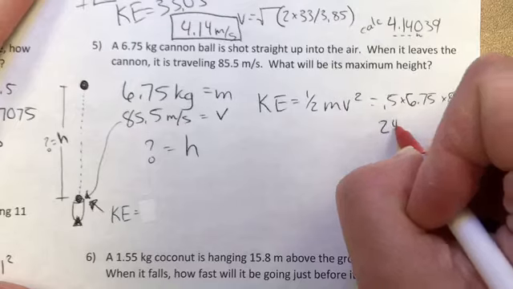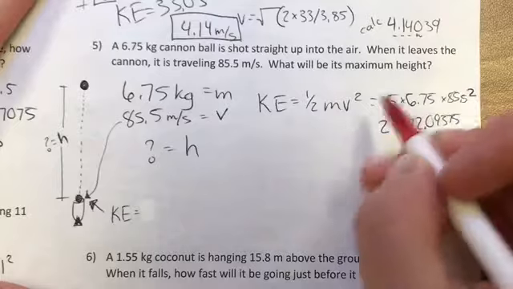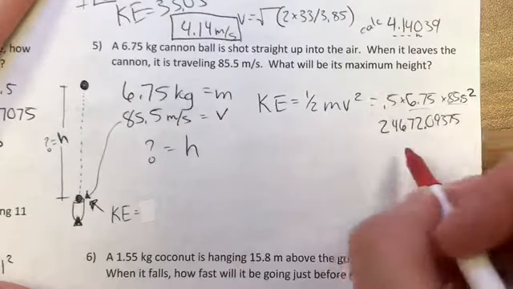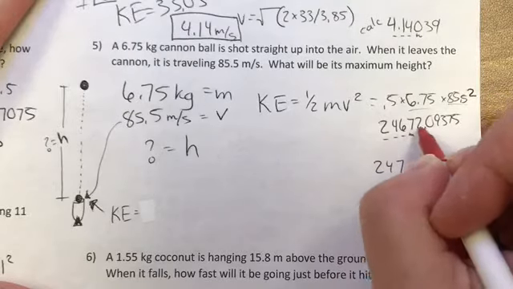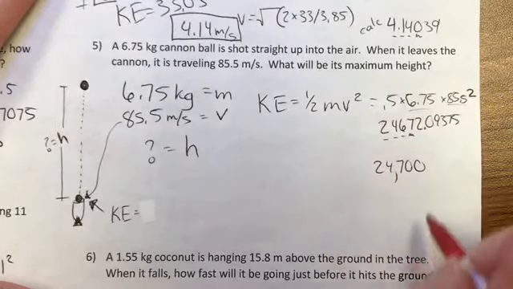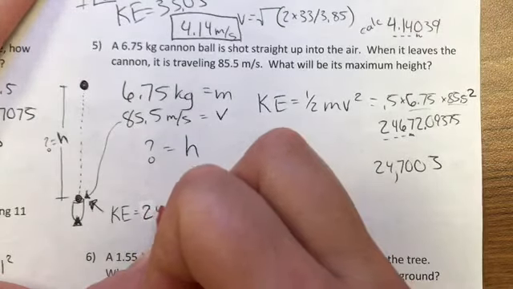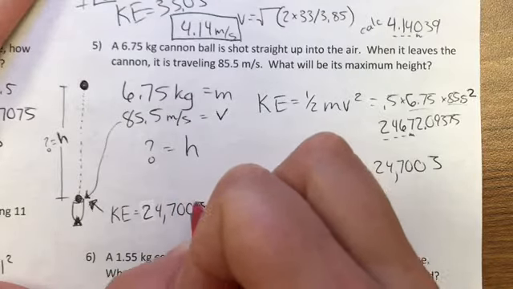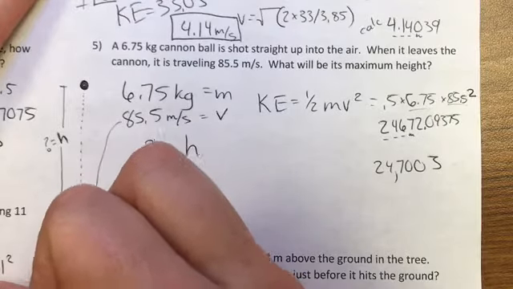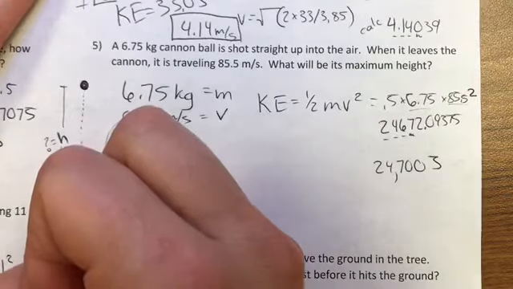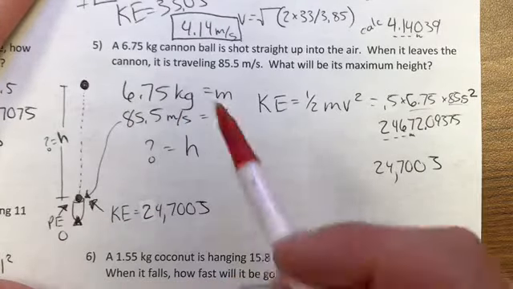Calculator says 24672.09375. Sig figs, 3 sig figs. 2, 4, 6, the 7 is going to round the 6 up, so 24,700. 24,700 joules of kinetic energy at the bottom. Potential energy at the bottom is 0, because we're stating that as our reference point, where it leaves the cannon.